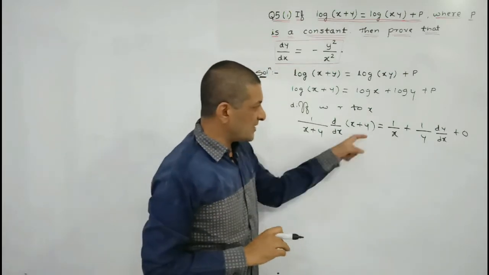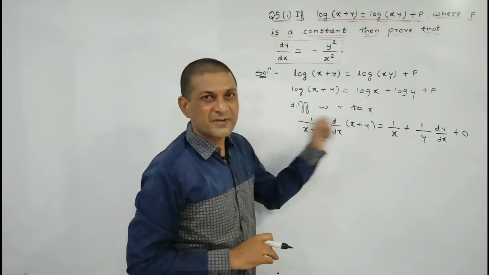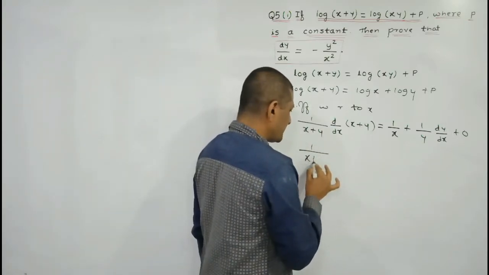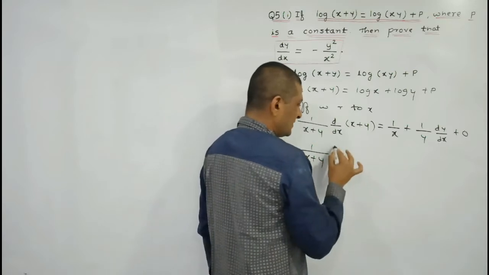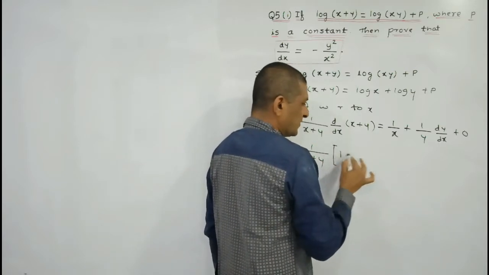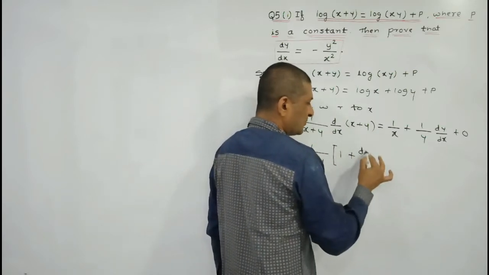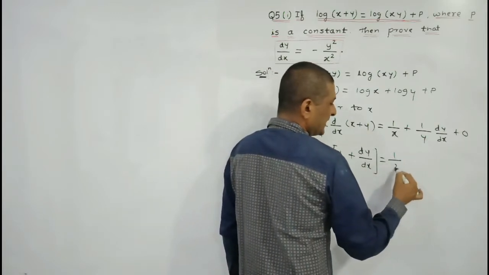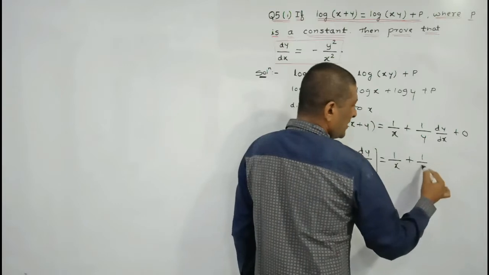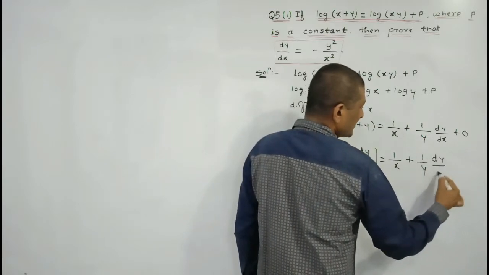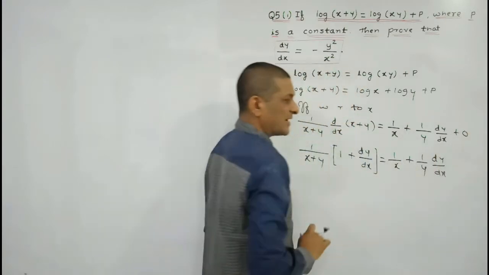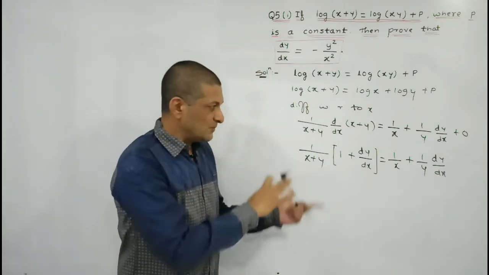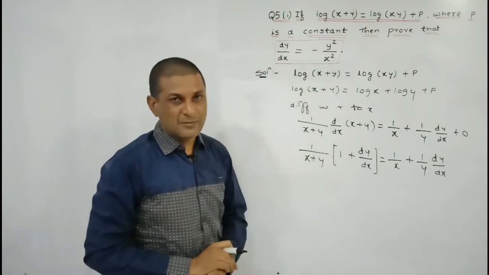Here we can observe that only the remaining part is to find the differentiation of this term. So here 1 upon x plus y, keep it as it is. Now the derivative of x will be equal to 1 and the derivative of y will be equal to dy by dx. On this side 1 upon x, keep it as it is, plus 1 upon y dy by dx also as it is, not necessary to write 0. So differentiation is completed. Now the remaining part is just to simplify it and get our required result.